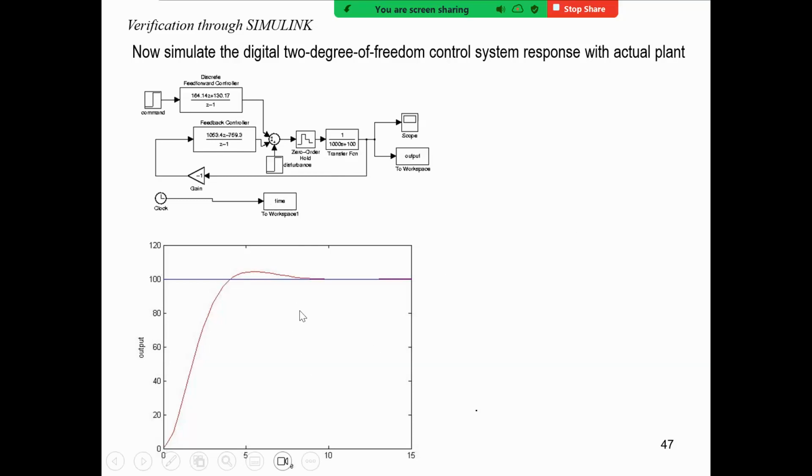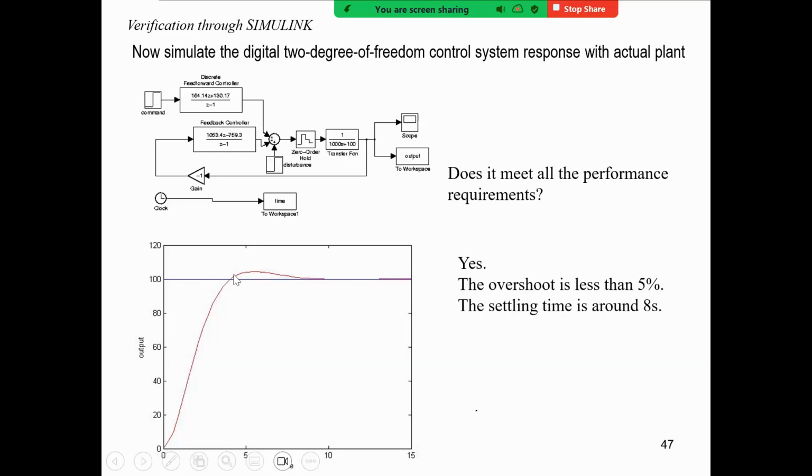If you do this simulation, you will get something like this. When we look at this, remember we have two requirements: the settling time should be less than 8 seconds, and the overshoot should be less than 5%. Looking at the step response, does it meet all the performance requirements? Yes, clearly. Overshoot is less than 5%. Settling time, here is 10, so the settling time is around 8 seconds. In simulation, you can verify that yes, it works.